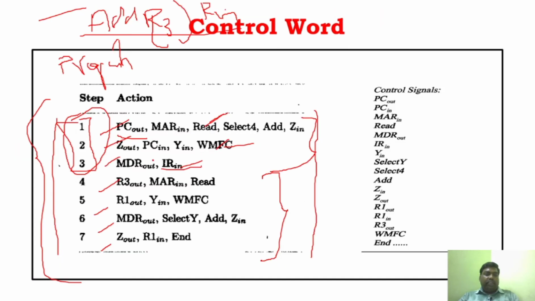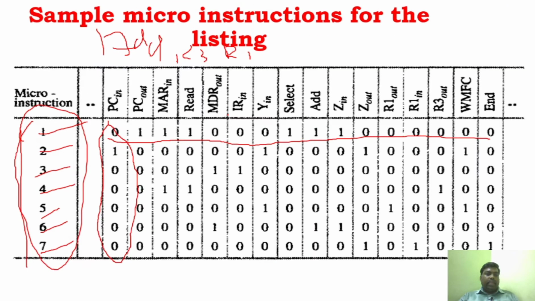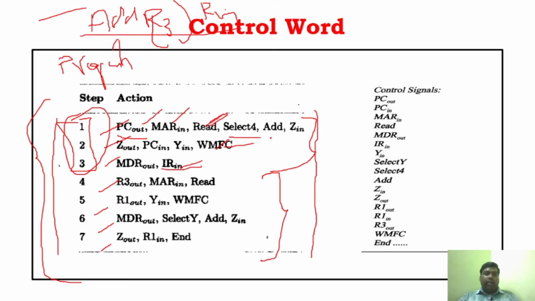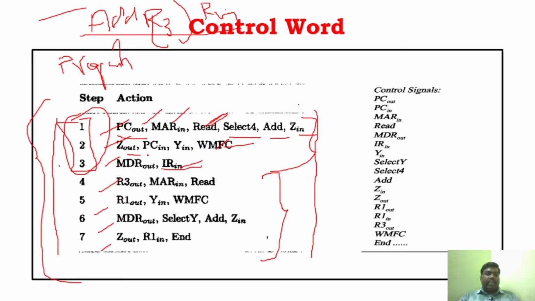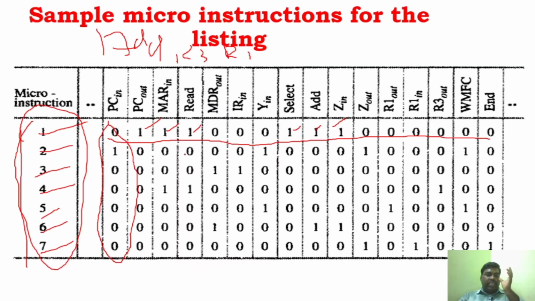If you want to refer, you can refer here at the same instruction. You can see step one. What is enabled here? PC out, MAR in, read. In the first step, all the 3 are enabled. Similarly, select 4, add, ZN. All others are 0. And in step 2, what is enabled? In step 2, Z out, PC in, Y in.